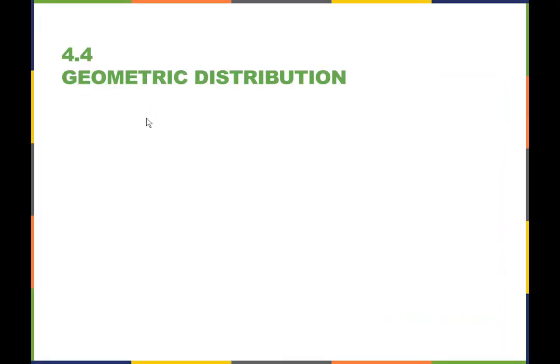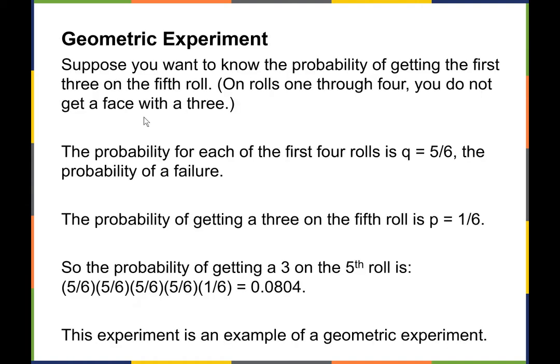Welcome to section 4.4, the geometric distribution. This is our second specific discrete probability distribution that we're going to talk about in this class. All right, so let's talk about an experiment to introduce a geometric distribution.